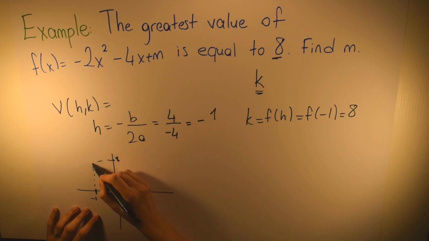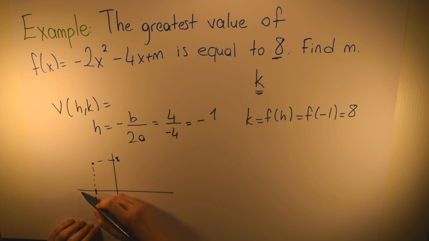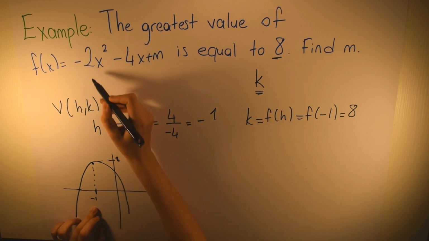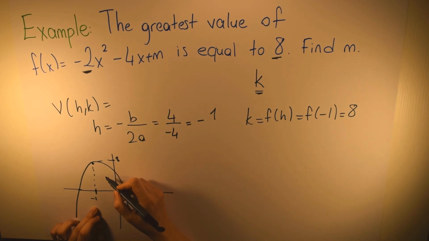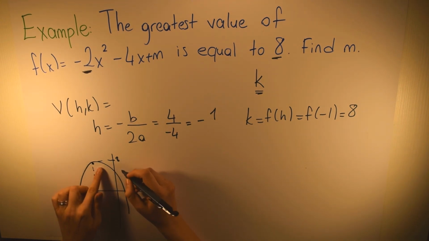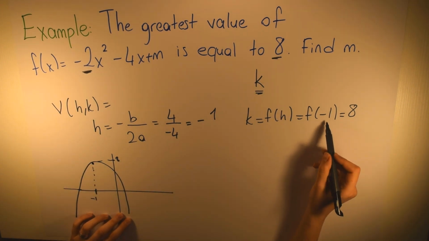Here it's 8, and this is our vertex point. As you can see, our parabola goes like this, something like this. Why? Because the value of a here is negative. So it means that our k has the highest value on this parabola. Okay, don't forget this.